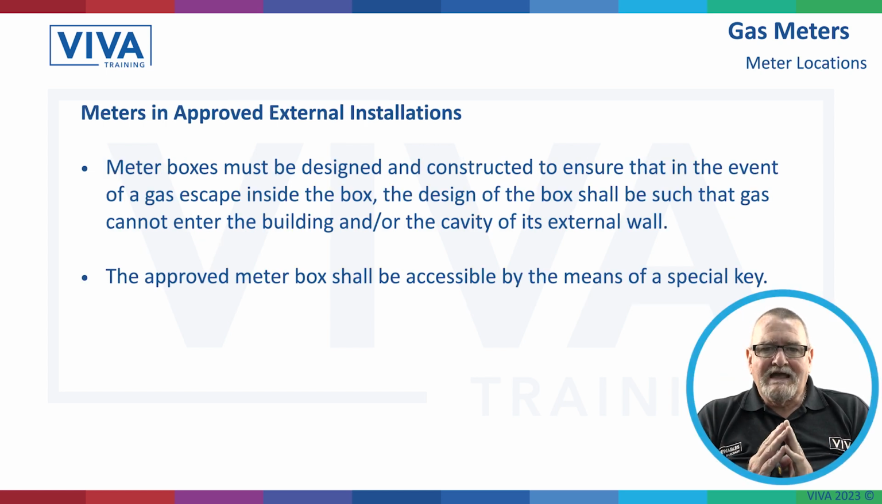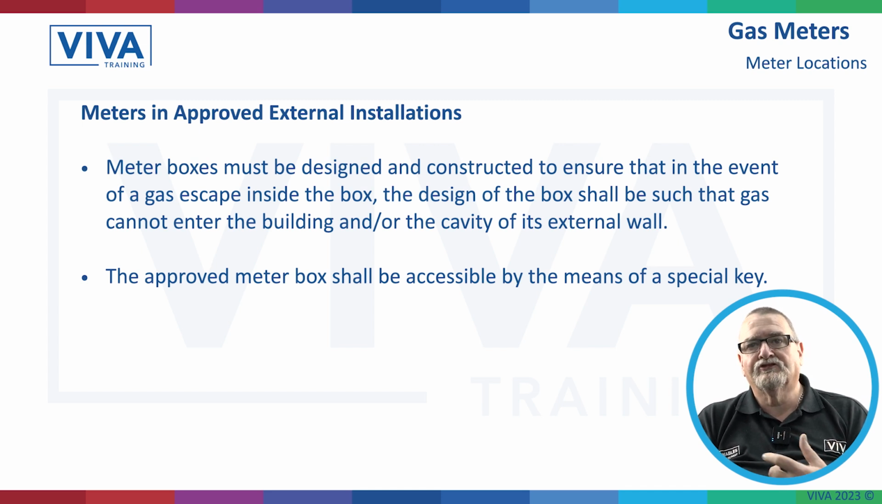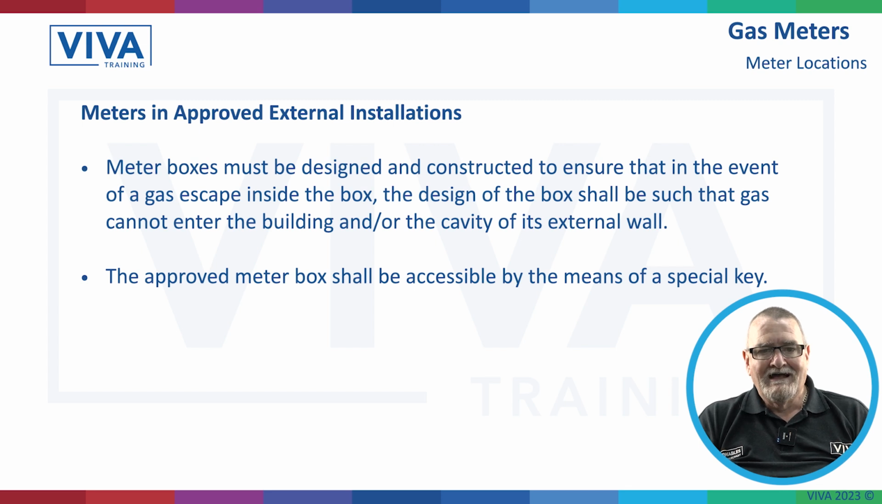So, if we're putting a meter box in an external installation, the meter box must be designed and constructed to ensure that in the event of a gas escape inside that box, the escape can't get into the property. We don't want gas in the house because therefore we could have an explosion. We don't want it in the cavity. We have to sleeve the pipe as it goes through the cavity. It's got to be an approved meter box.